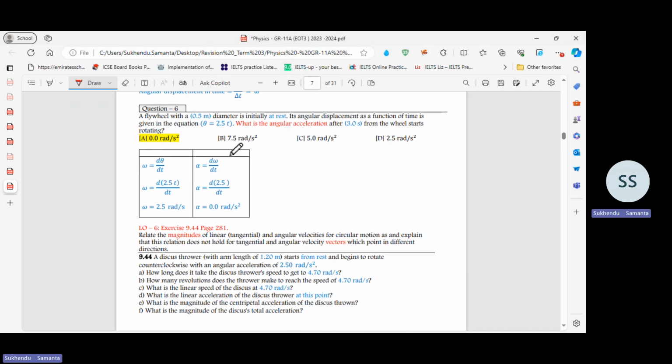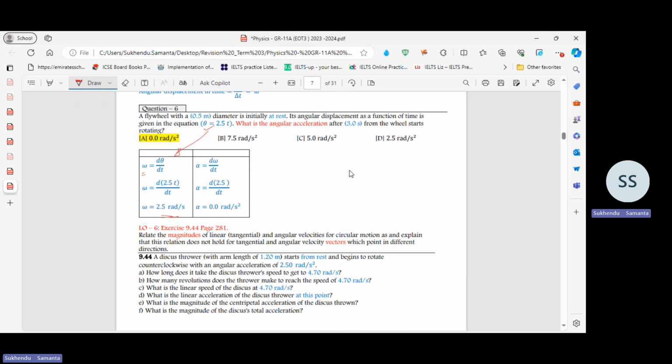A flywheel is given. So technically it is the same one. So theta is given. What you have to calculate? Omega. Theta is given, calculate omega. How to do it? Just d theta by dt, and you will get your omega.